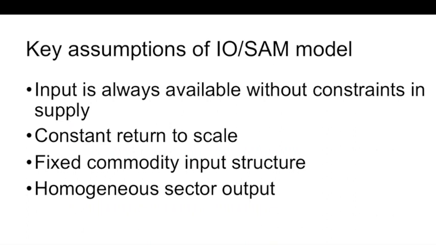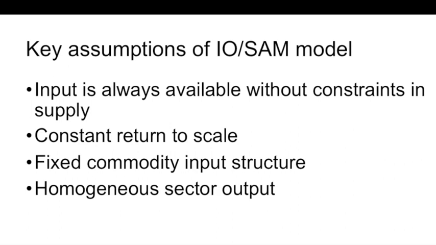Now let's review some of the key assumptions for an input-output or the SAM model. First, the input is always available without constraints in supply. Sometimes it's a strong assumption, but in most cases we assume that's the case for the simplicity of calculation. And secondly, we assume constant return to scale. So whether you produce a much larger amount or smaller amount of products, we assume the unit cost or unit price is going to be the same.